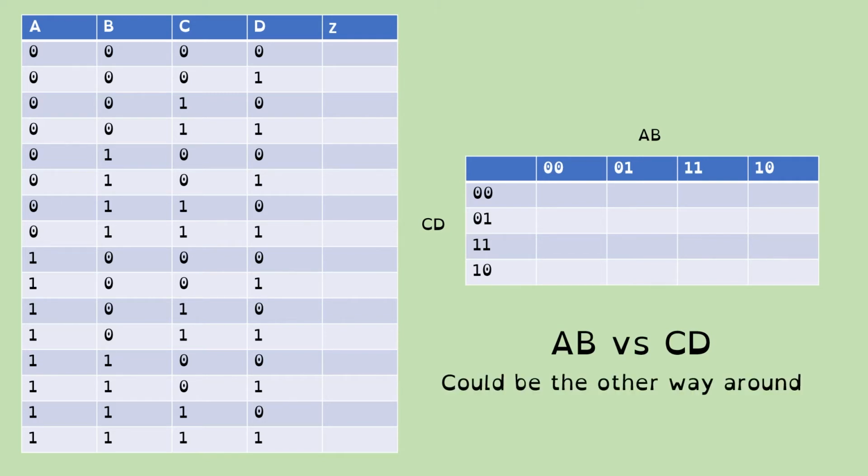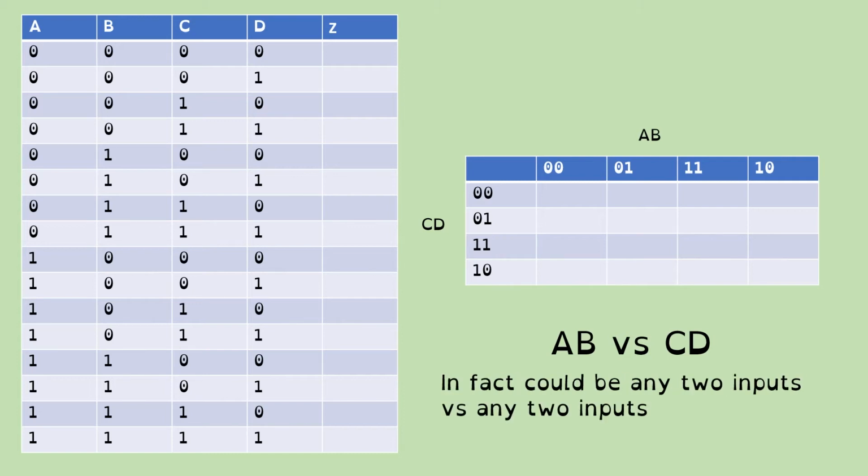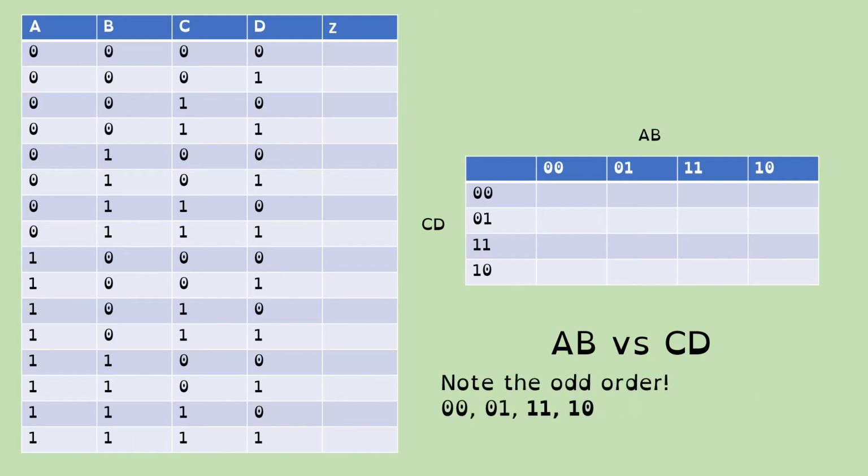There are a few things to note. They could be the other way around. It doesn't matter which is vertical and which is horizontal. And in fact, it could be any 2 inputs versus any 2 inputs. So we could have done AD versus BC, or DB versus AC. As long as you've got 2 inputs on one side and 2 inputs on the other side, the order isn't important. But for the sake of your sanity, you probably want to do this in such a way that it's easy to convert from the truth table to the K-map.